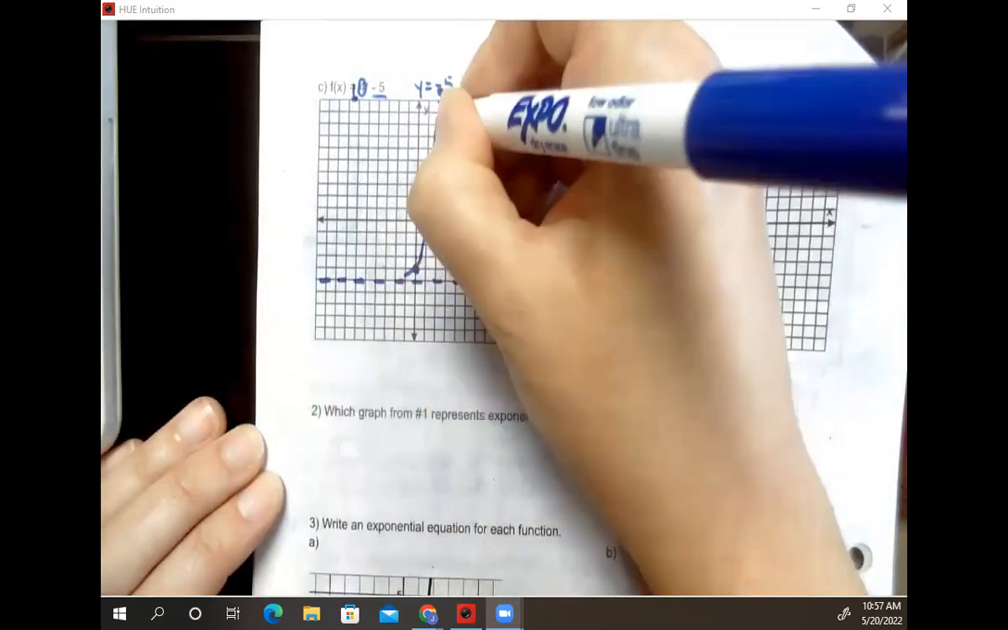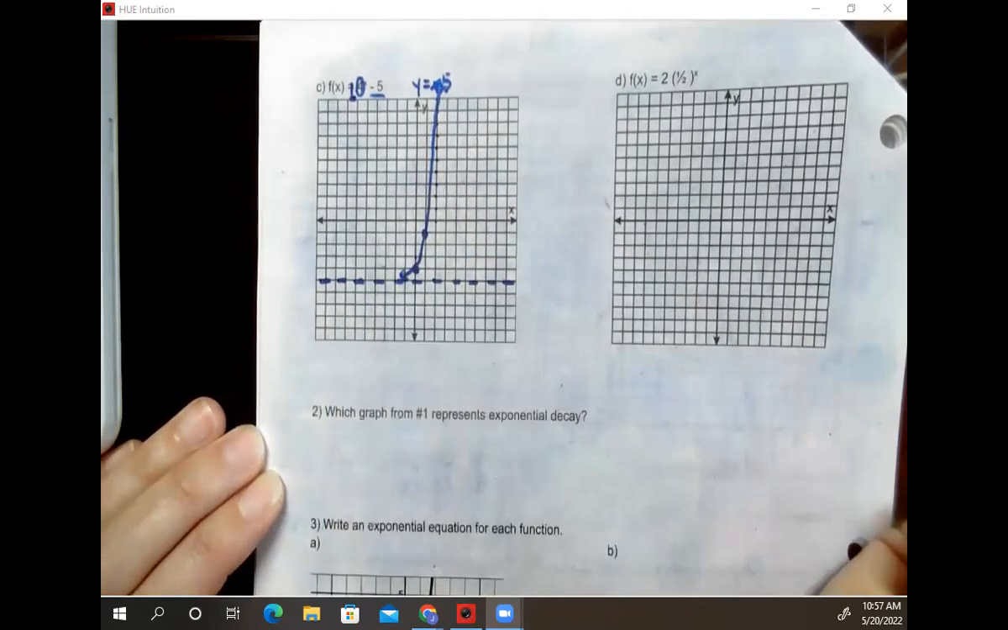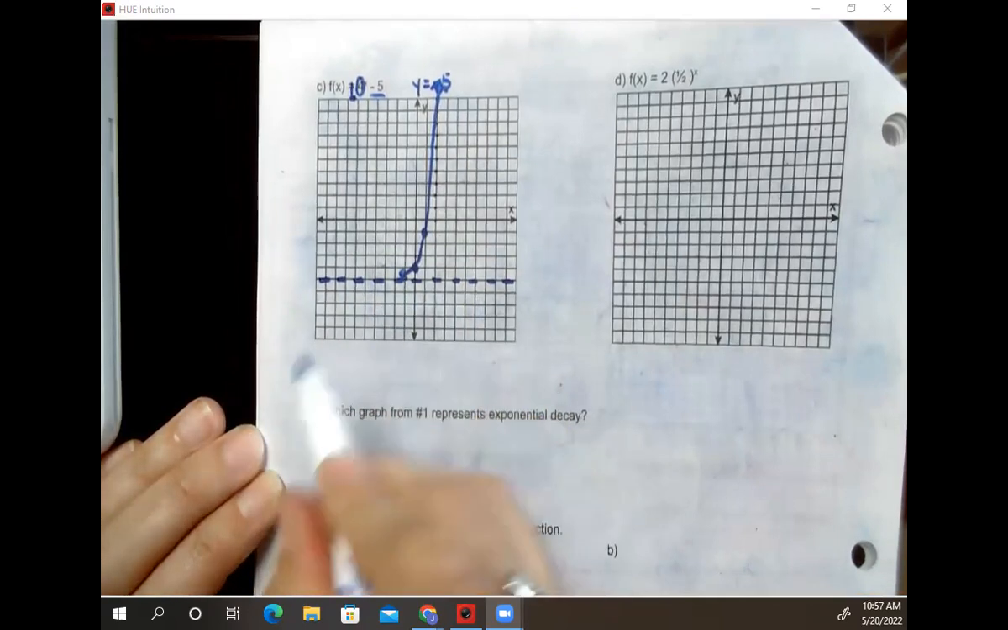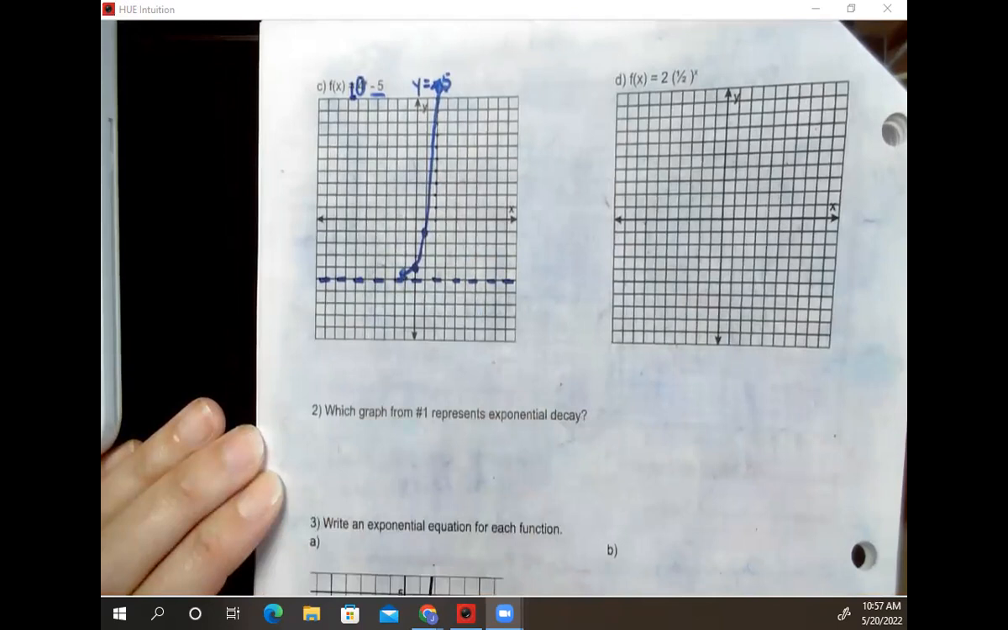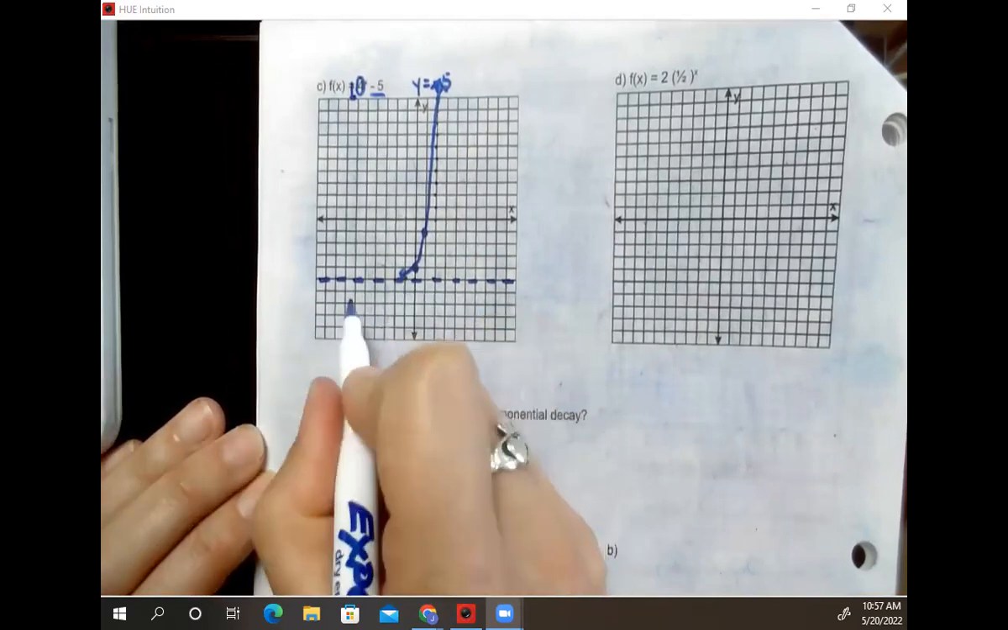Once you've got 3 points, you can connect them. And don't forget to throw your arrows on the edge. Remember, your graph should never cross your asymptote. It acts sort of like a boundary or a force field. So I should never plot a point on the asymptote, and I should never draw my graph crossing the asymptote.